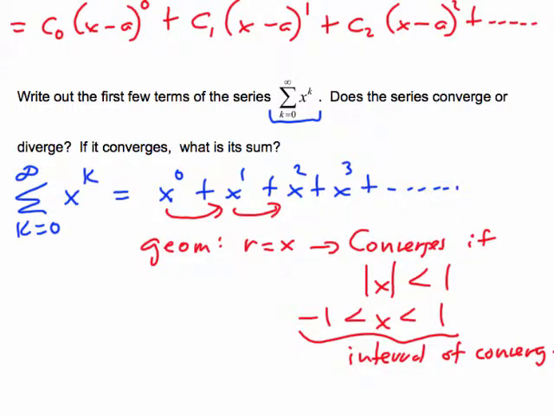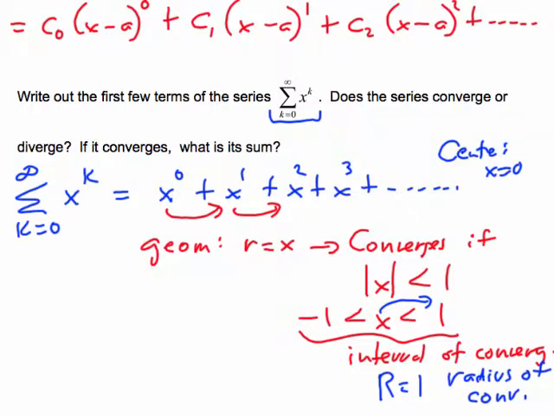And the distance from our center, remember that our center was x equals 0, to our outside point, that is called the radius of convergence. So in this case, our radius of convergence is 1. By the way, you could have used the ratio test for absolute convergence to come up with the interval of convergence. It's just that we knew that this was a geometric series, and so we know that the r value is between -1 and 1.